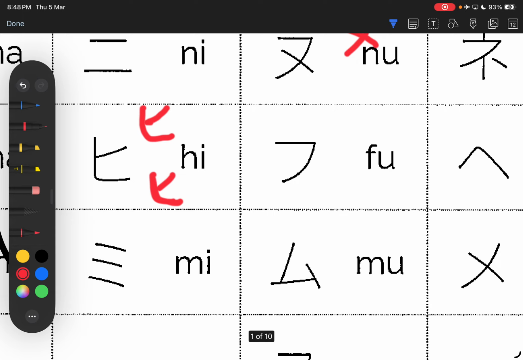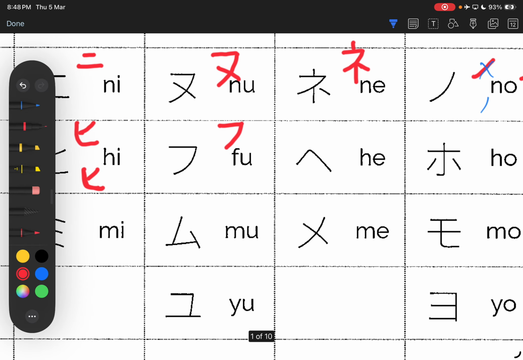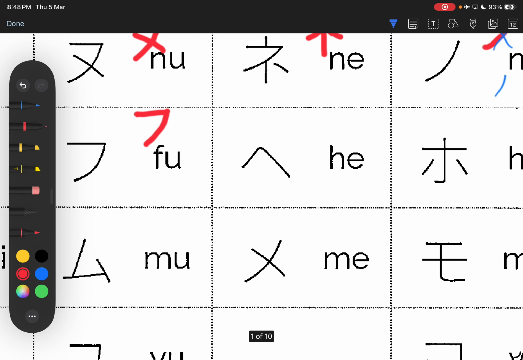Next we have hu. Hu sound, hu. So very easy, 1, 2, hu. Next we have the ho. Ho. Right, this is very similar.